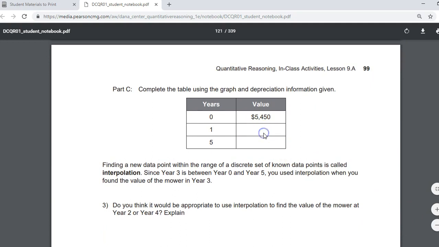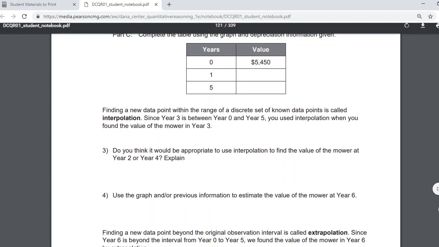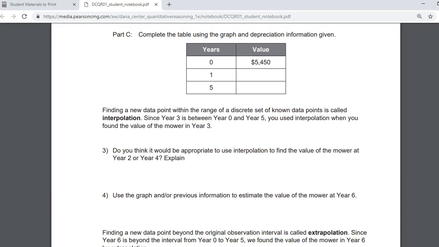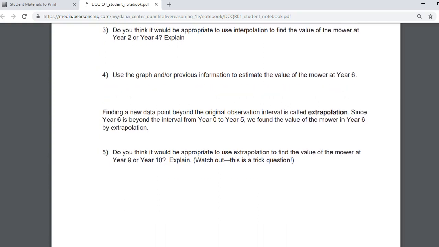Or you could put them in the chart as you see on part C, and then you can talk about whether you used interpolation, and it just means it was within the given dots, the given data points, or extrapolation, which was on the outside, the exterior of our given data points.